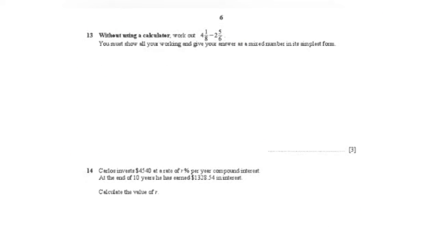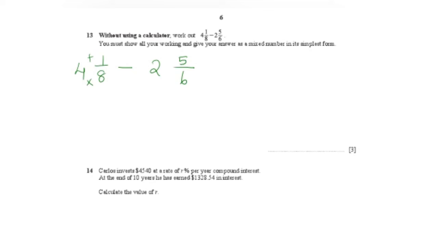Question 13. Without using a calculator, work out 4 1 by 8 minus 2 5 by 6. Show all your working and give the answer as a mixed number in the simplest possible form. So in this question, we are not supposed to use the calculator. 4 1 over 8 minus 2 5 by 6. So let us convert this to an improper fraction.